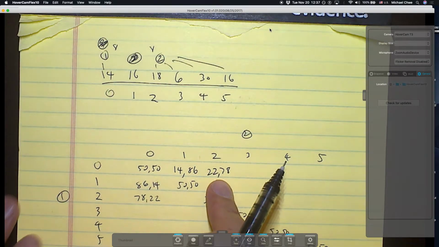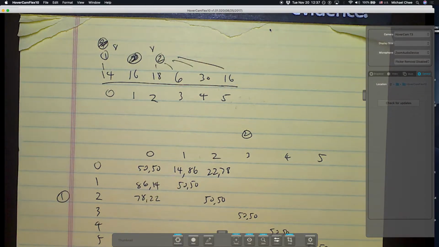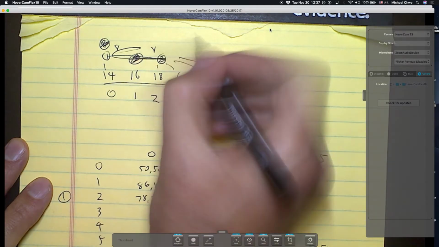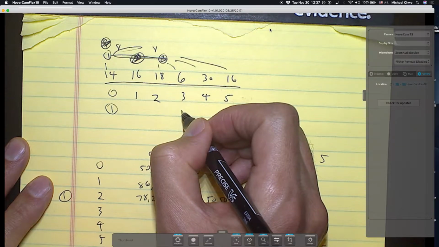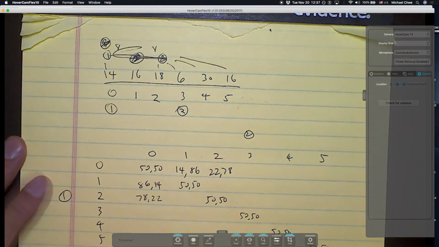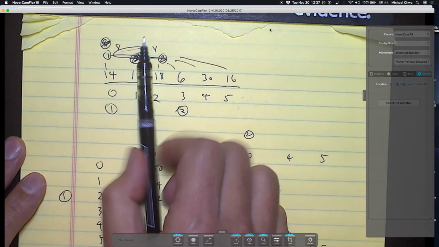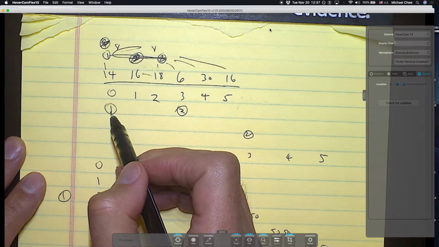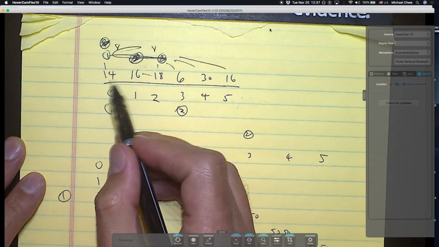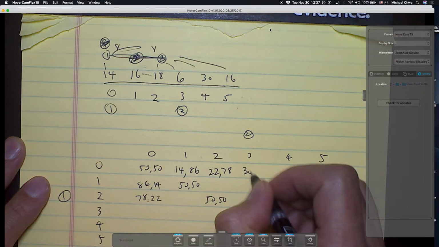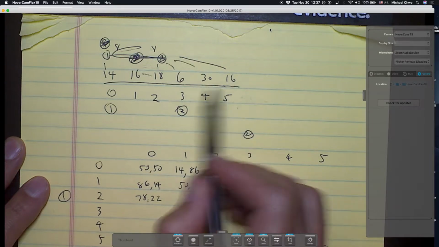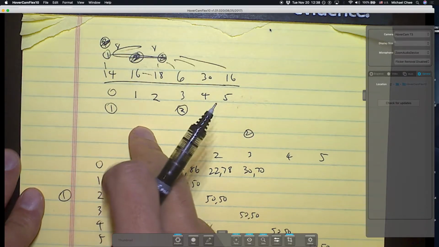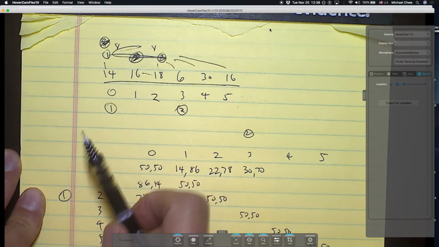Is that okay? What if candidate 1 is at 0 and candidate 2 is at 3? Okay, let's do that. I should use a pencil instead. So candidate 1's at 0, candidate 2 is at 3. These folks go to candidate 1. If you're a voter at 0 or 1, then you vote for candidate 1, so it's 30. And 18 goes with candidate 2. So 18 plus 6 plus 36 plus 24, that's 70. In this case, there's no ties because everyone finds somebody who is closest. How about this one?